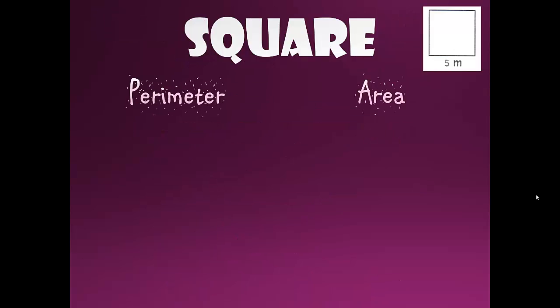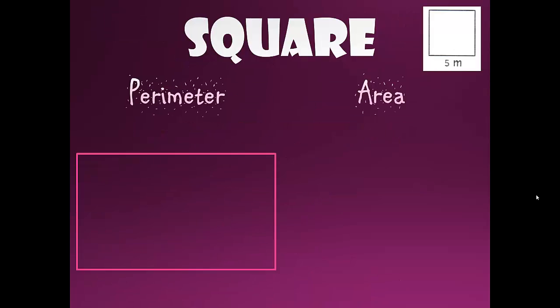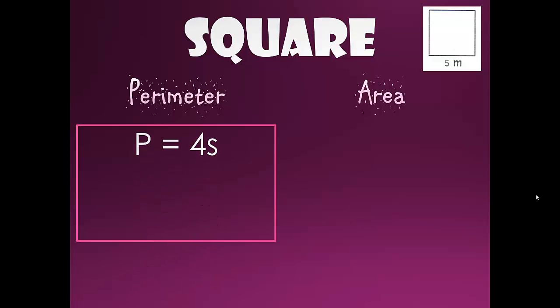First, we're going to find the perimeter and area of a square. Our formula for the perimeter of a square is P equals 4S, where S is equal to the side length. In our square, the side length is 5 meters. So P equals 4 times 5. And 4 times 5 is 20, so P equals 20 meters.